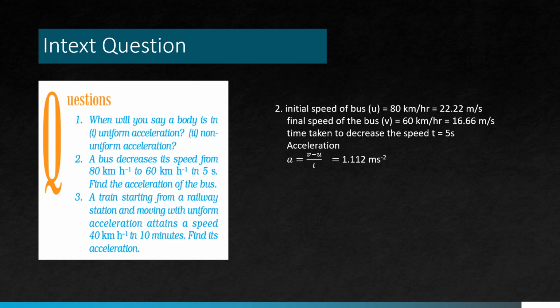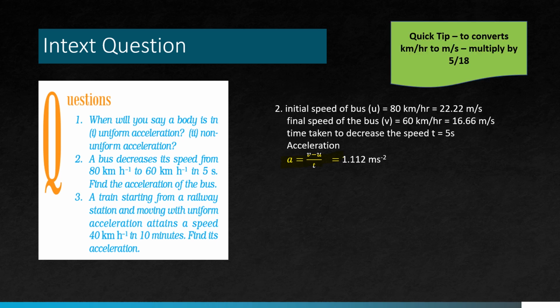So I have taken the initial velocity, final velocity, and time taken, and calculated the acceleration by the formula that we had just discussed. I'll give you a small tip. You can quickly convert kilometer per hour to meter per second by multiplying it by 5 by 18. It is nothing but just a conversion fraction that comes after dividing it.